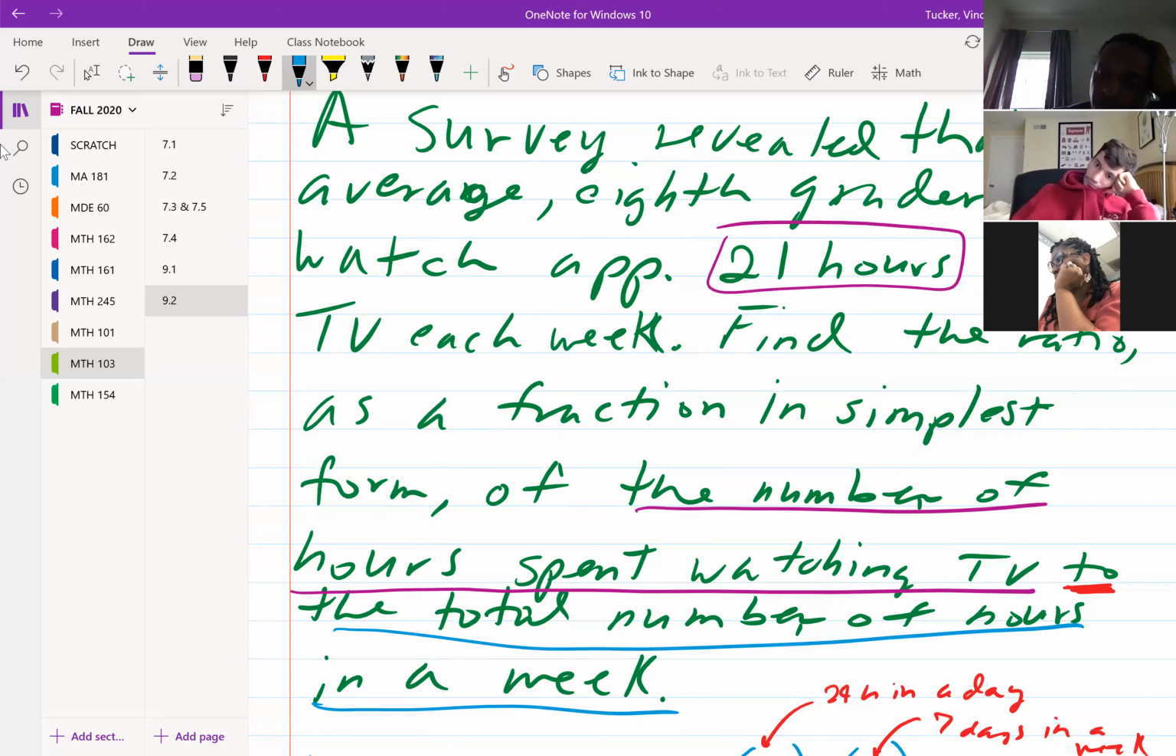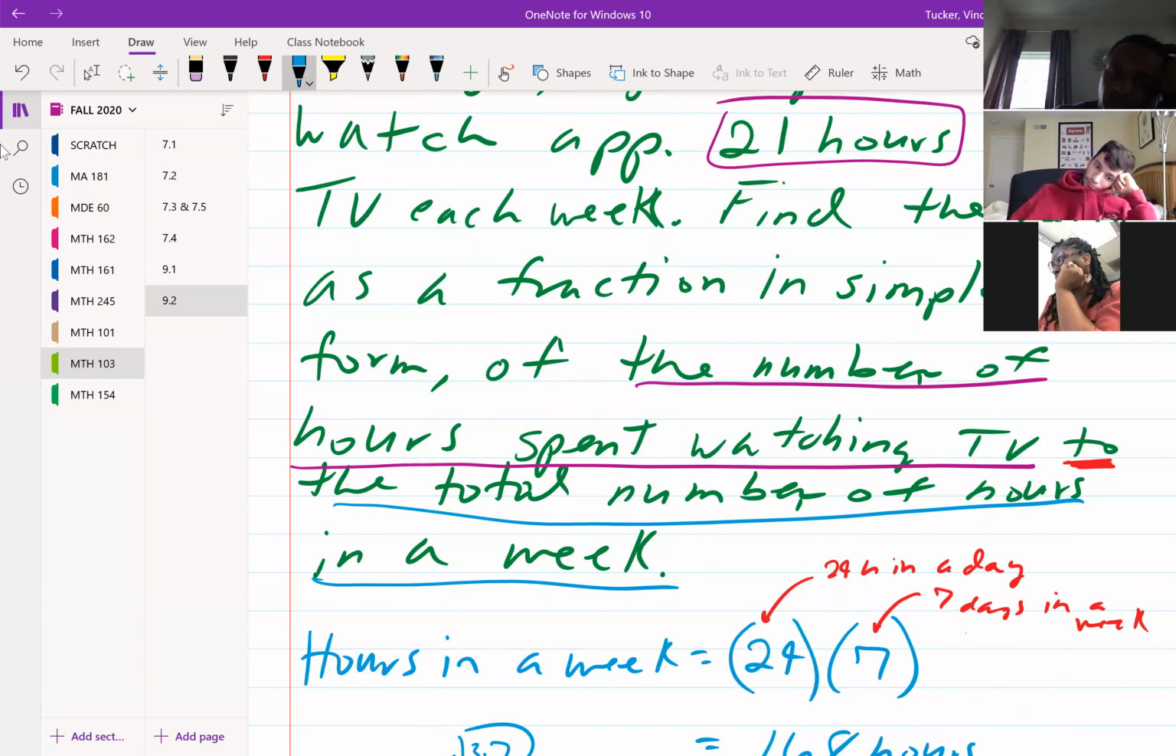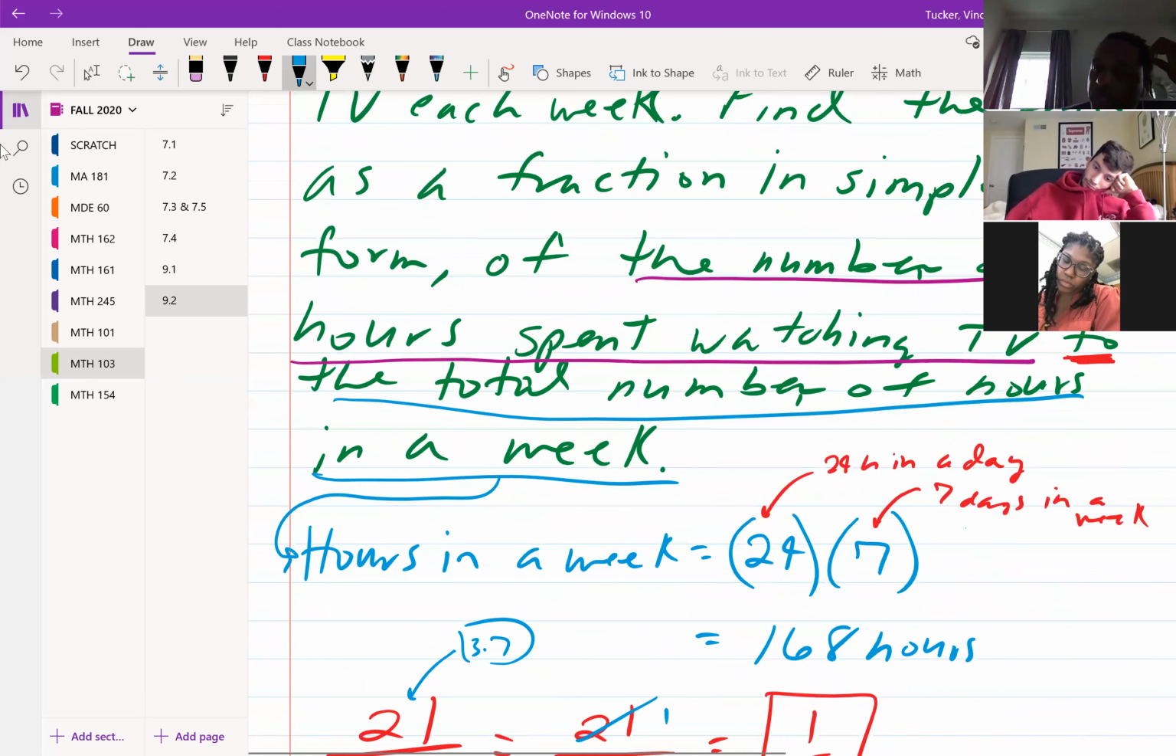So that we don't have, we'll have to calculate, and we'll do that in this way. We know there are 24 hours in a day, and we know there's 7 days in a week. So you do 24 times 7, and that is 168.